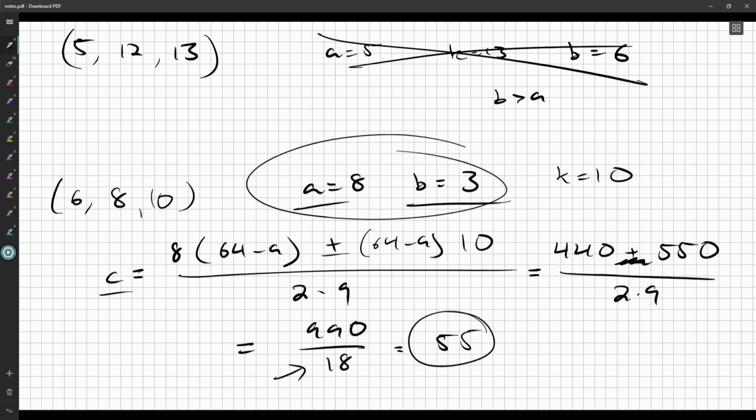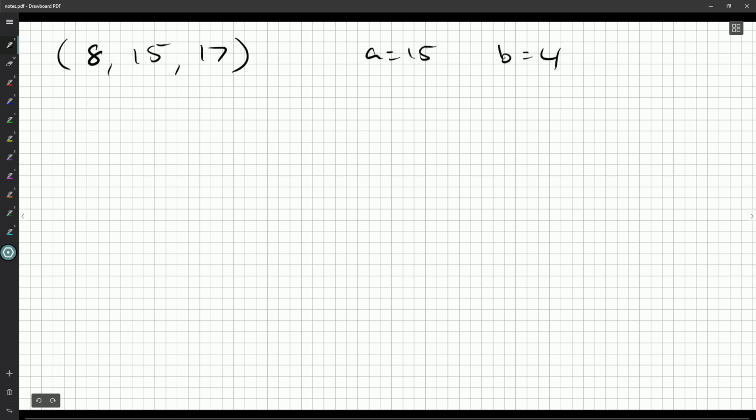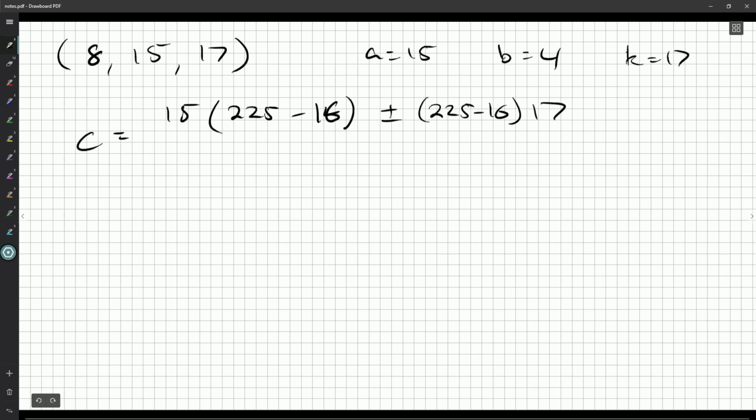All right, let's try and think of other Pythagorean triples. So here's one that doesn't come up a whole lot, but 8, 15, 17. My A would have to be 15, my B would have to be 4, K would end up being 17. Now C would be 15 times 225 minus 16. Should be 209. Plus or minus 225 minus 16 times K.